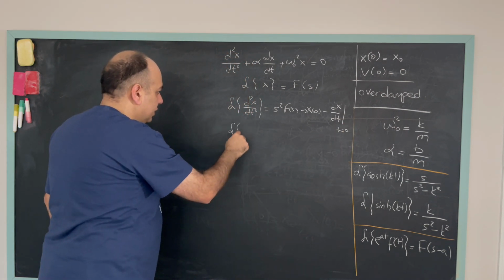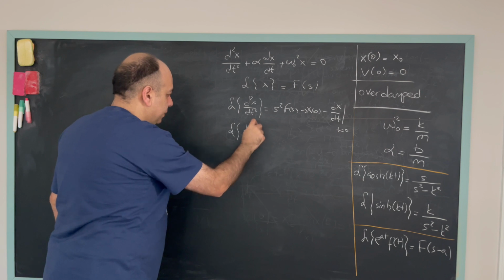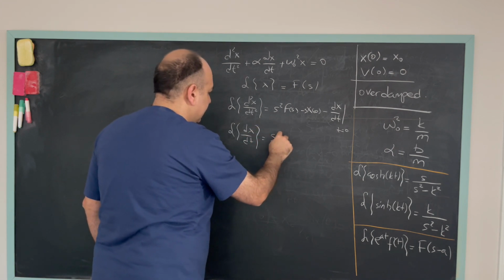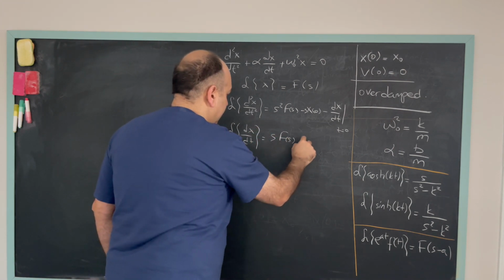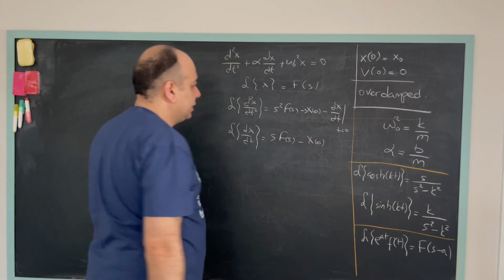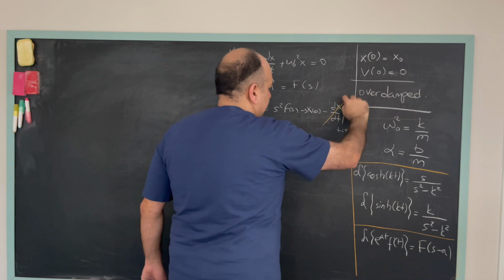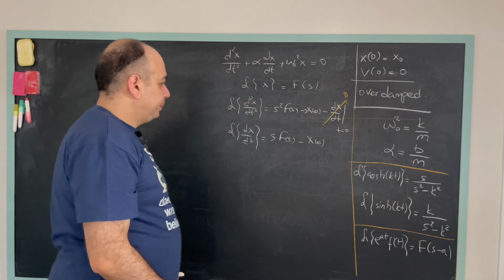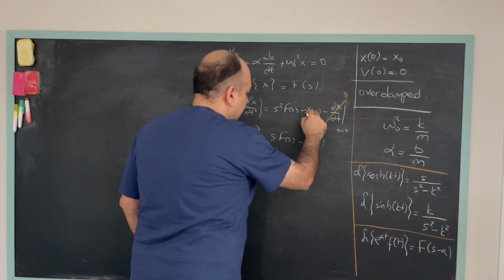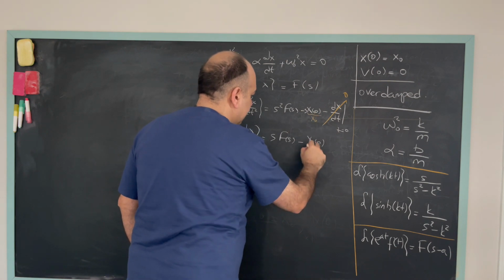And the Laplace transform of dx over dt here is simply equal to s times F of s minus x when t is equal to 0. So based on our initial conditions, this term is simply equal to 0. And x naught is simply a constant, so this is a constant.